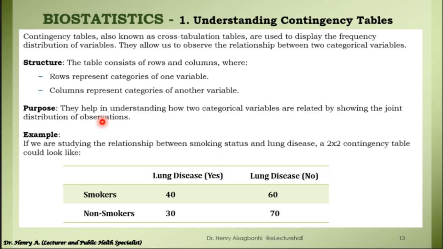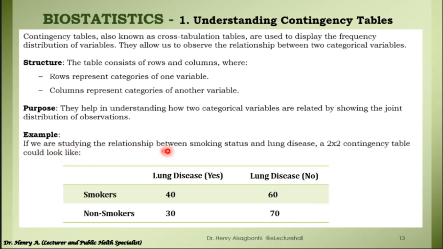Now, what is the purpose of the contingency table? They help in understanding how 2 categorical variables are related by showing the joint distribution of observations. What is the observation here? Those who had lung diseases and those who didn't. And what is the category? Those who smoked, who are smokers. 40 of them, out of 100, had the disease, 60 did not. Those who were not smokers, 30 had the disease, 70 did not have the disease.